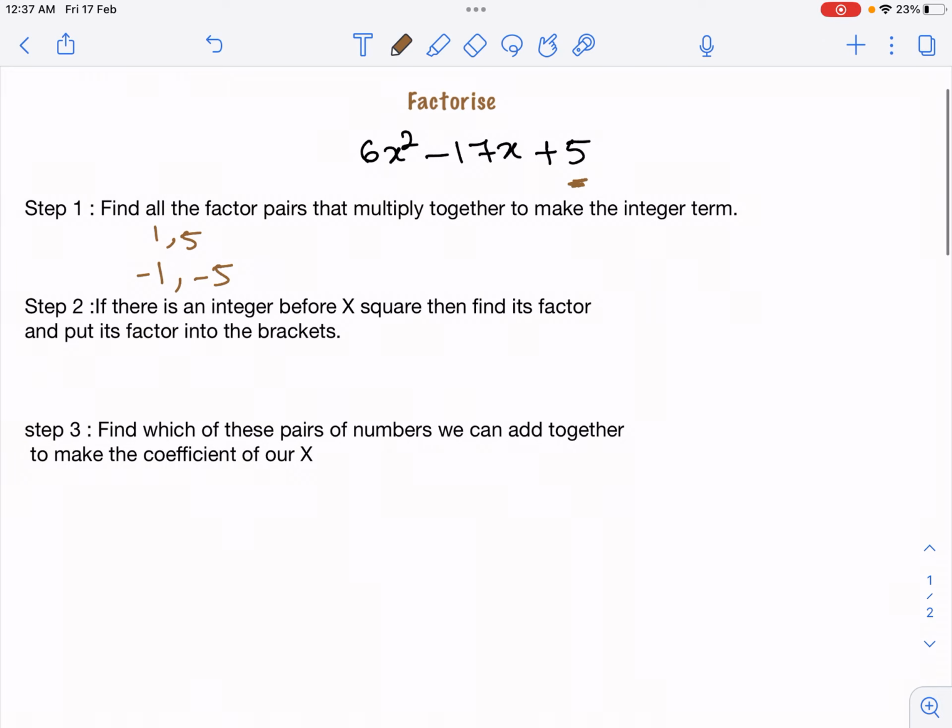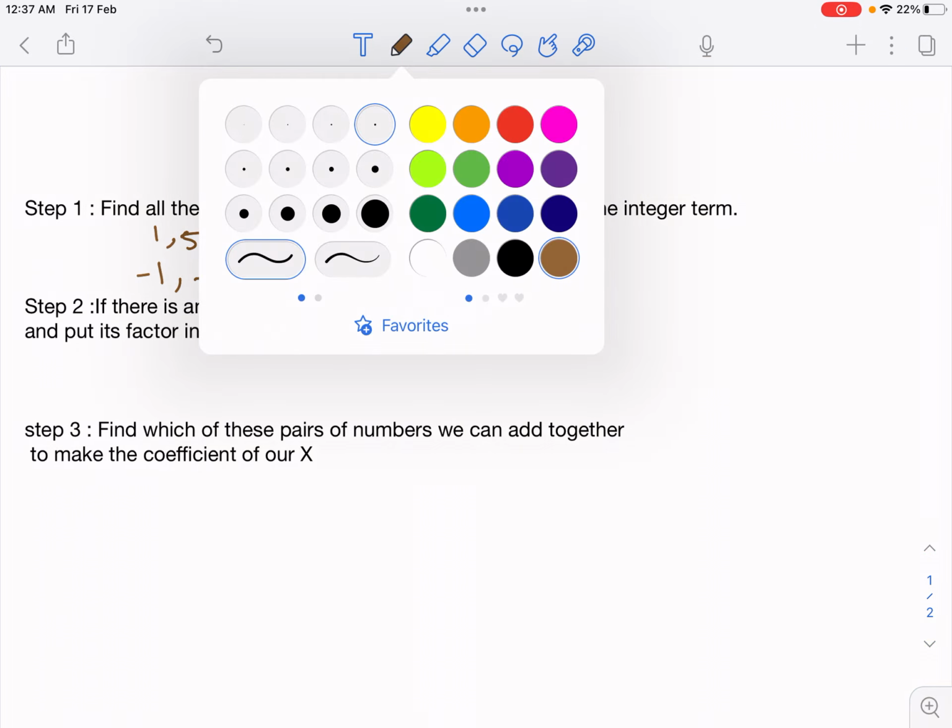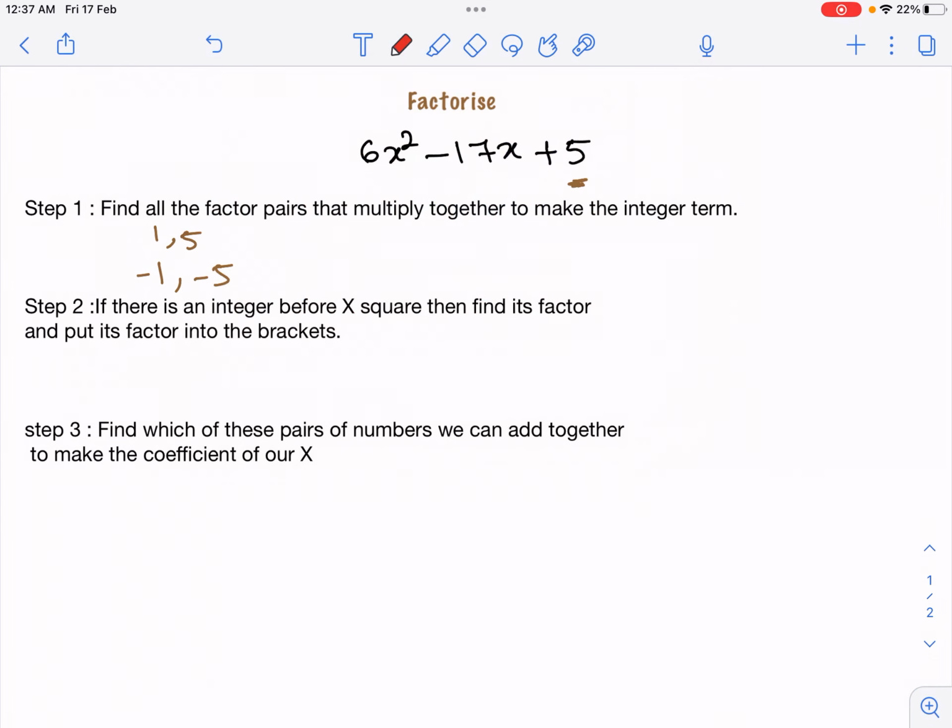Step number 2, if there is an integer before x squared, then find its factors and put its factors into the brackets. So here before our x squared we have 6. What are the factors of 6? We have 2 and 3. 2 multiplied by 3, we are going to get 6.